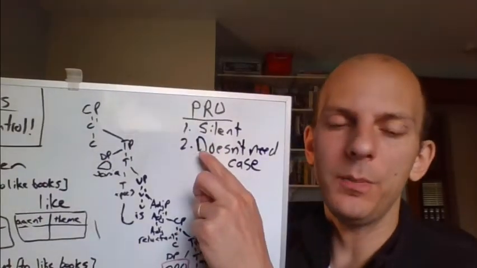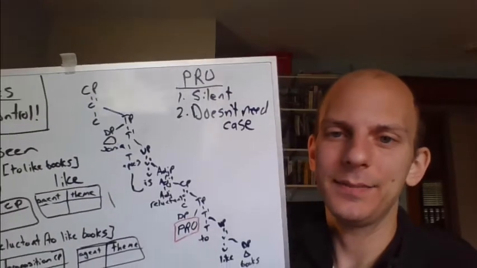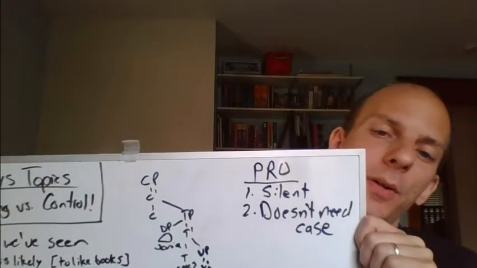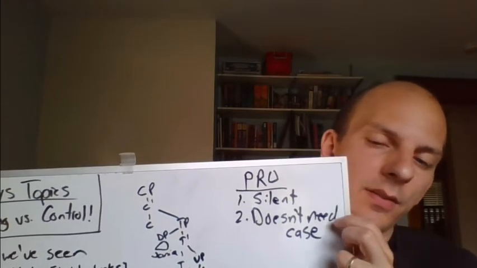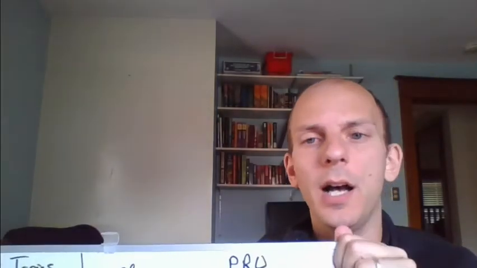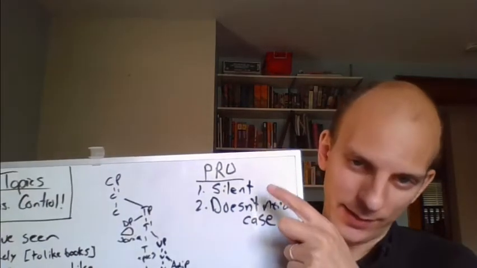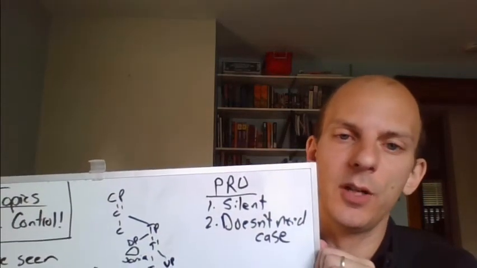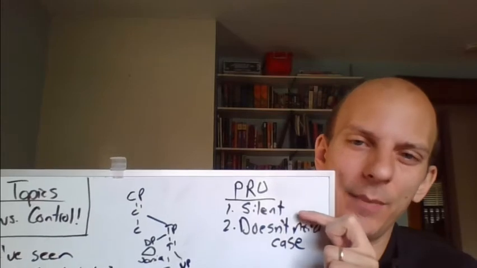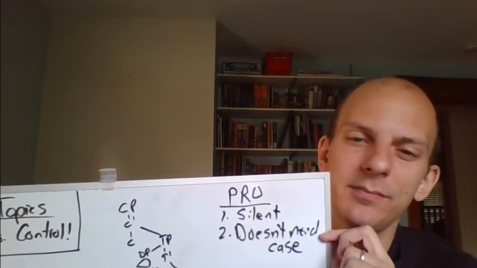All right. The two weird things about big pro: one is that it's silent, and two is that it doesn't need case. Those are the things you need to know about big pro. And this is understandably weird. If you think this is weird, you're right. There are some hypotheses, including from Noam Chomsky himself, that suspect that these two features of pro are connected, that there's something about it not being pronounced that absolves it from the case filter.